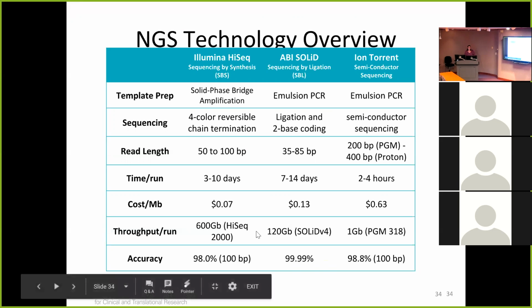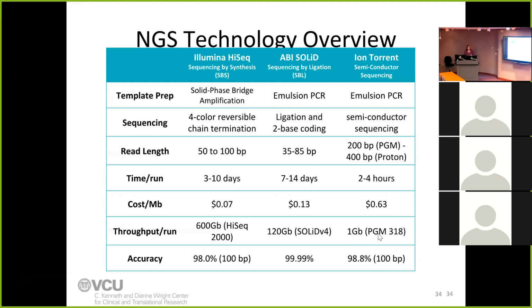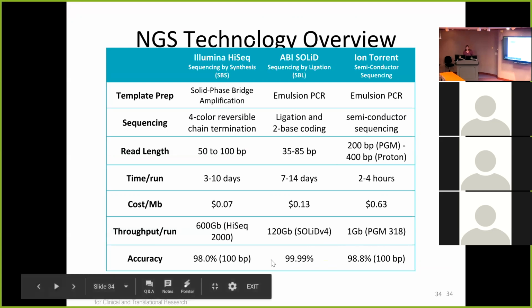Throughput, if you need a lot of information, Illumina gives you the highest throughput at 600 gigabases or more. ABI SOLiD is lower, and Ion Torrent is the lowest, but again, because it's small and can be run really fast and gives you long reads, it is good for certain use cases. And here you'll see the accuracy. SOLiD, again, has the highest accuracy, whereas the other two are around 98%.